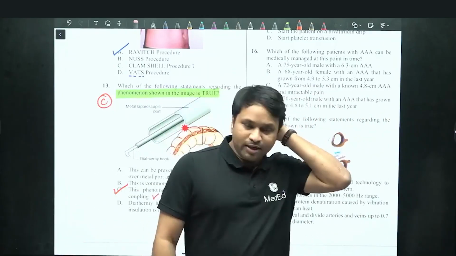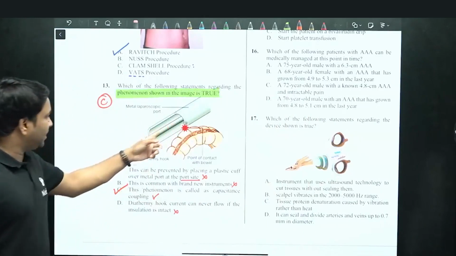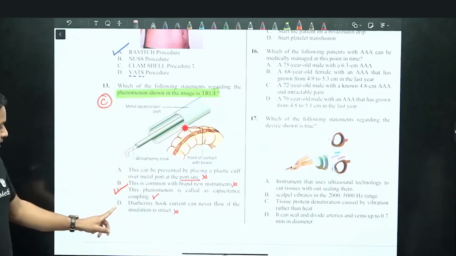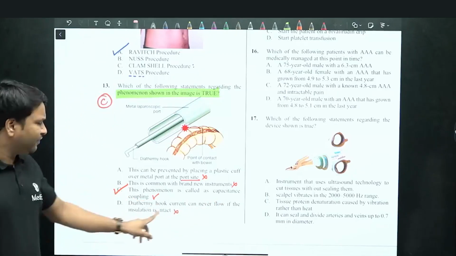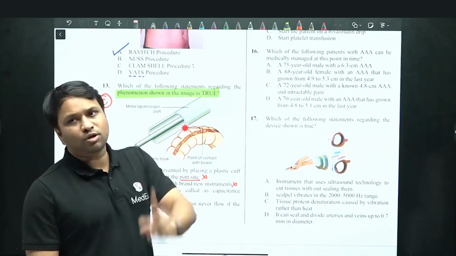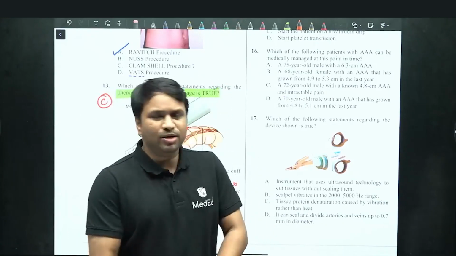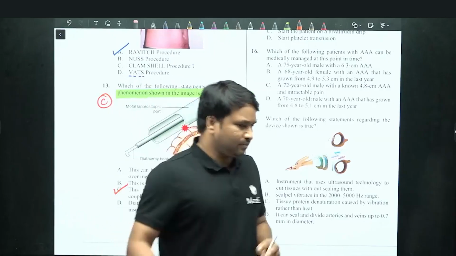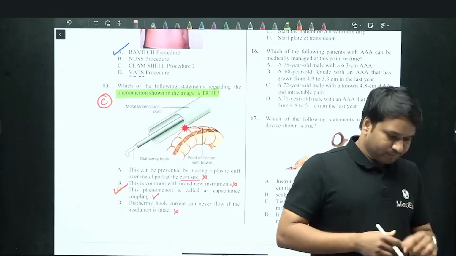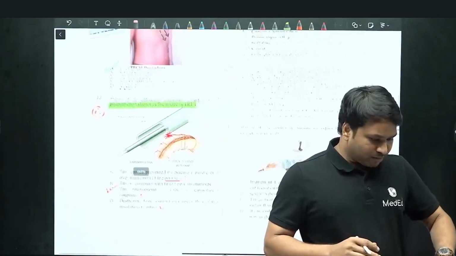The point D is important. The diathermy hook. This is your diathermy. This is the hook of the diathermy. Diathermy hook current can never flow. It is wrong. It can flow even if the insulation is intact, but it does not cause damage, because the energy which it is going to give out is going to be very, very less. Clear? So that's your question number 13.